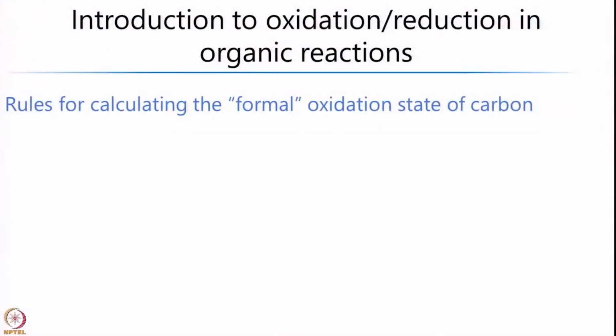So, the rule uses calculating the formal oxidation state of the carbon, and once you calculate the formal oxidation state of the carbon, then based on the change in the oxidation state of carbon, you can conclude whether the reaction is undergoing oxidation or reduction. This is very similar or analogous to what one would encounter in inorganic chemistry, where if you say iron goes from +2 to +3 or +2 to +1, you would call them oxidation or reduction respectively, right. Similarly, here we shall first look at the rules by which the oxidation state of the carbon is ascertained, and once we ascertain that, then we can decide whether the reaction we are looking at is an oxidation or a reduction reaction.